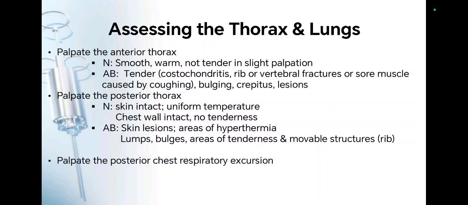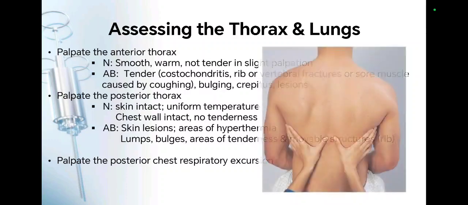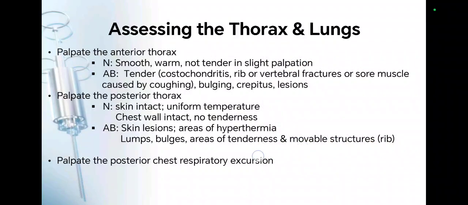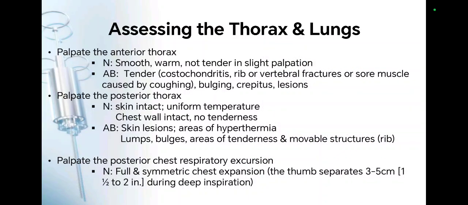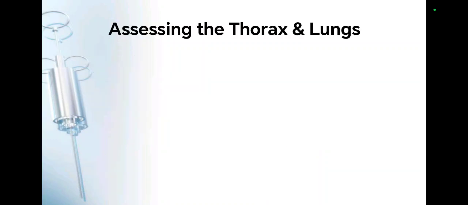Okay. Palpate also the posterior chest respiratory excursion, like this one. You check if your thumbs move along while the patient inhales and exhales. So the normal is full and symmetric chest expansion. The thumb separates 3 to 5 centimeters during deep inspiration. Now, if it's less than 3 to 5 centimeters, then there is decreased chest expansion during deep inspiration.